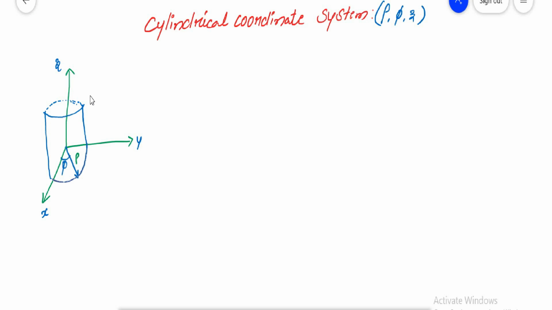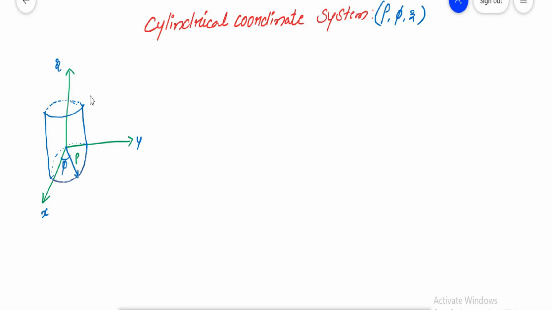Here rho is nothing but the radius vector, and phi is the angle between the x-axis and the radius vector. The thing to keep in mind is what coordinates we have in every coordinate system. In the cylindrical coordinate system, rho, phi, z are the coordinates. So let us see how to get these cylindrical coordinates in terms of rectangular coordinates.